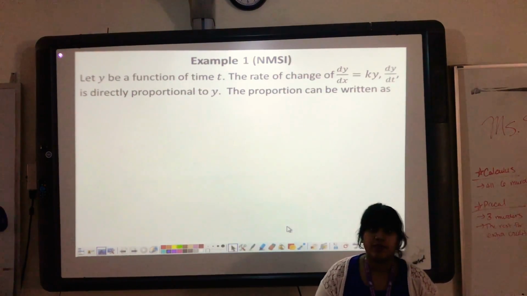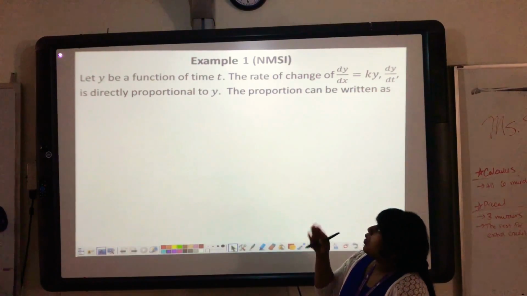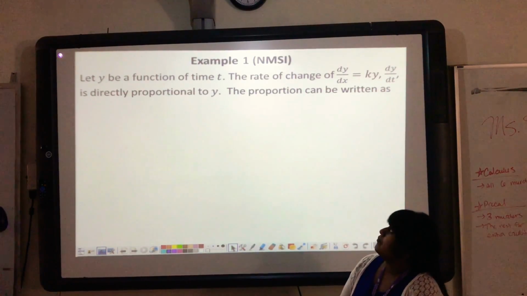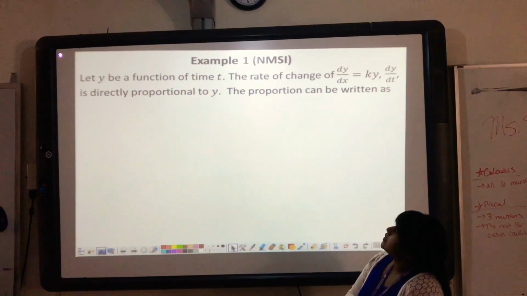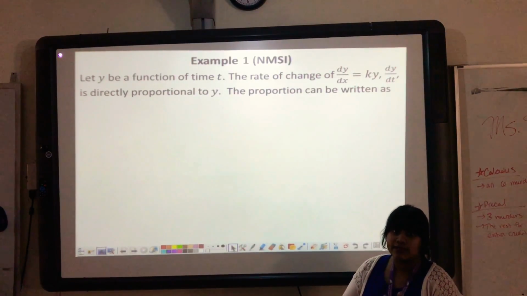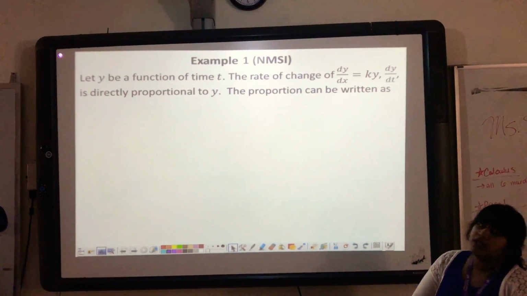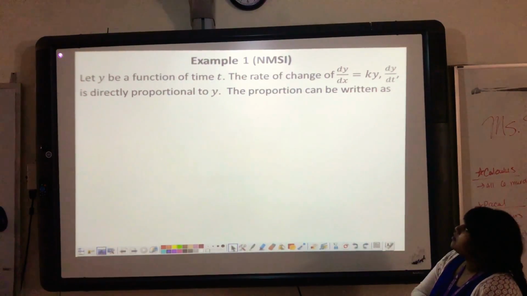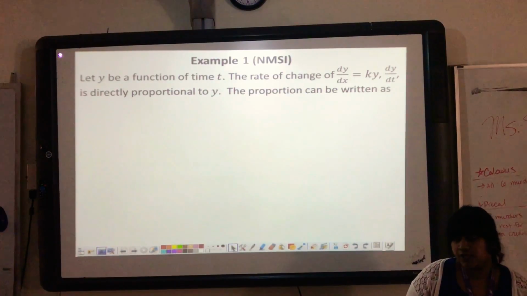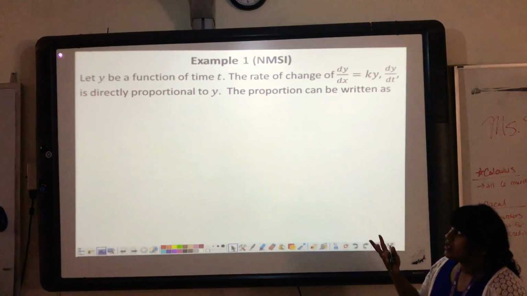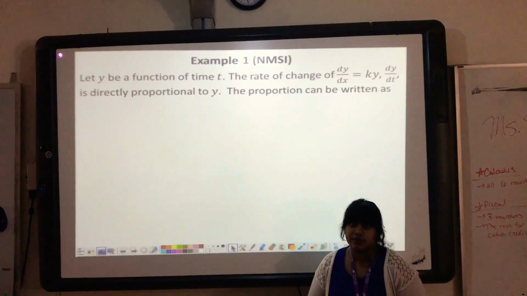Our first example in your packet says let y be a function of time, and the rate of change dy/dx is going to equal ky, where k is some constant. If we know that dy/dt is directly proportional to y, then the proportion can be written as such. These are common concepts that happen with exponential growth and decay.